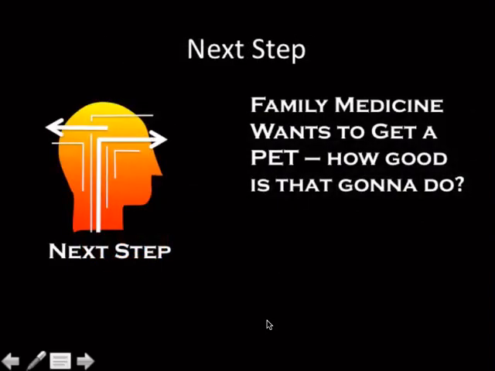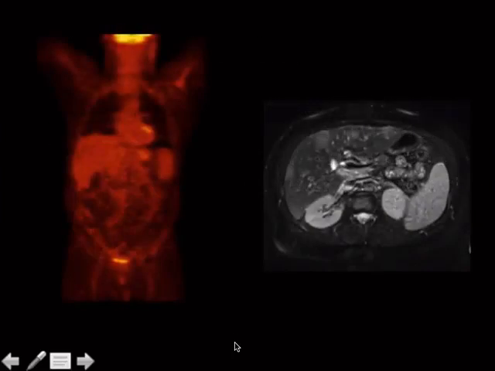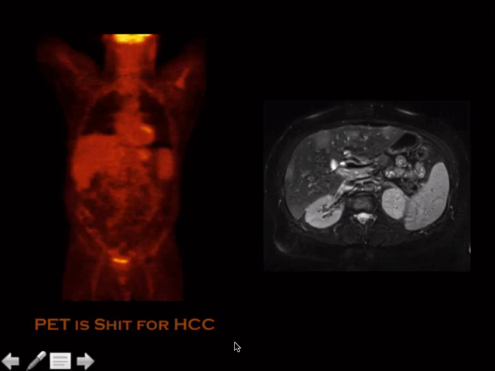So family medicine, again, they want to get a PET. They've read that PET is good for cancer, and they think that they should get a PET for this guy with HCC. So it's terrible, right? It doesn't help. I read somewhere that the reason that it doesn't work is, you bring your tagged glucose molecule in, and it gets phosphorylated, and that traps it in the cell. HCCs actually have a thing where they dephosphorylate the glucose, and it just floats right back out. I read that somewhere. I can't remember where.